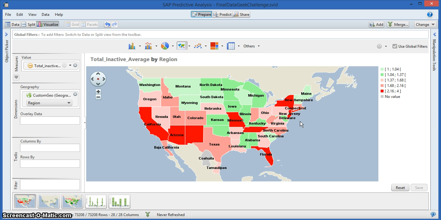So we think this is important because by finding the amount of inactive customers in each region, we could then look deeper into it, see which cities have the most inactive customers, and see how much money we are losing by sending appeals to those inactive customers.